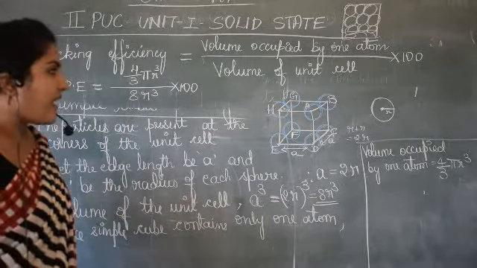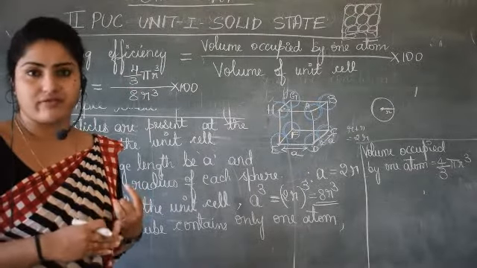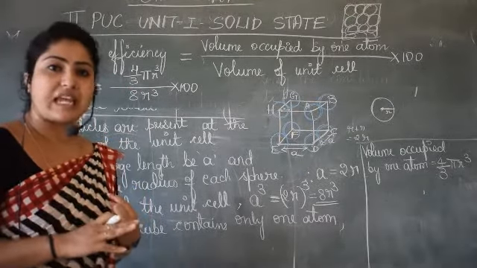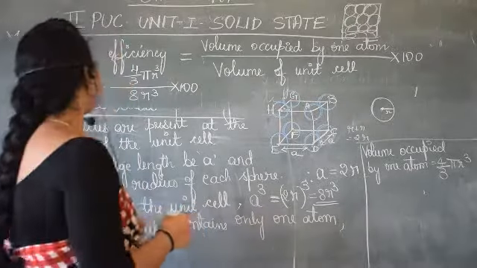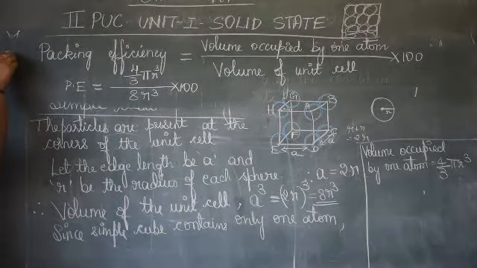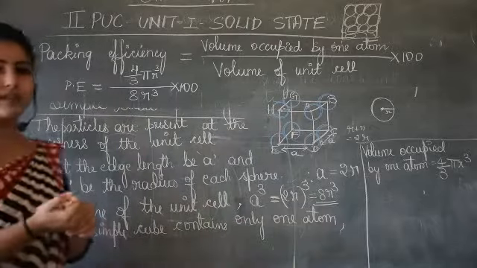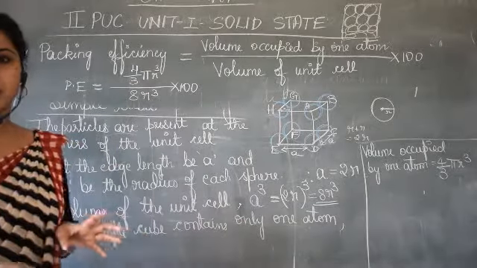So here the final answer, do remember, for simple cube it is 52.4, for body centered 68, for face centered 74. What is it? Simple cube 52.4%, body centered 68%, face centered 74%. So you have to mention this very clearly even if you do not calculate it here.